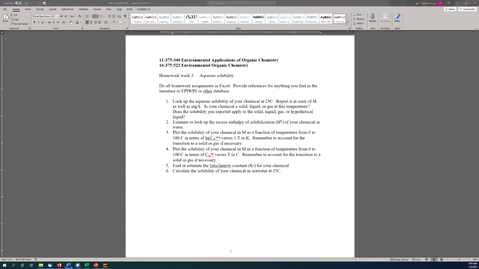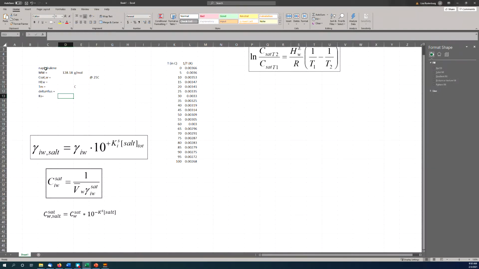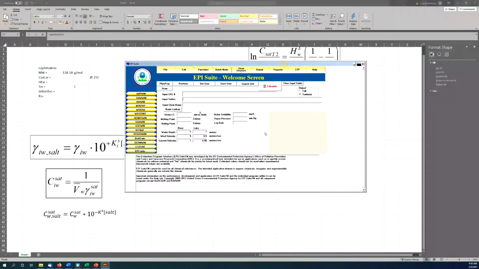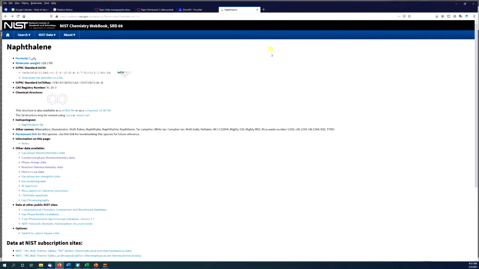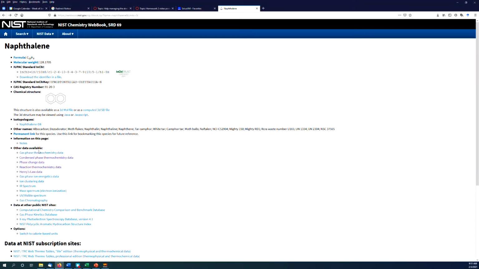So I've started to put together a little template for this, and the chemical I'm going to do today is naphthalene. And again, if you have EpiSuite, that's great. If you've got a PC, you can run EpiSuite. If you don't, there are some other places you could go to look up the solubility of something like naphthalene. Naphthalene's a pretty common chemical, so I went over here to the NIST webbook and I can look up some stuff here, but I don't think it has aqueous solubility here.